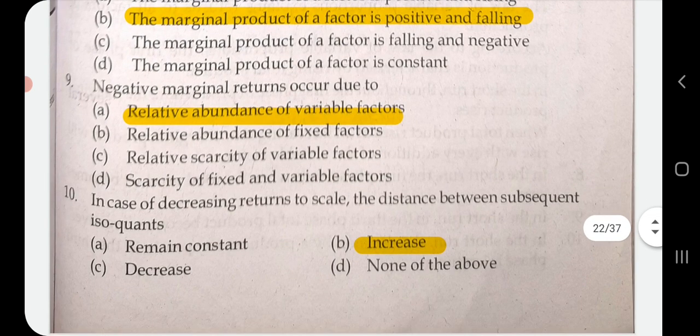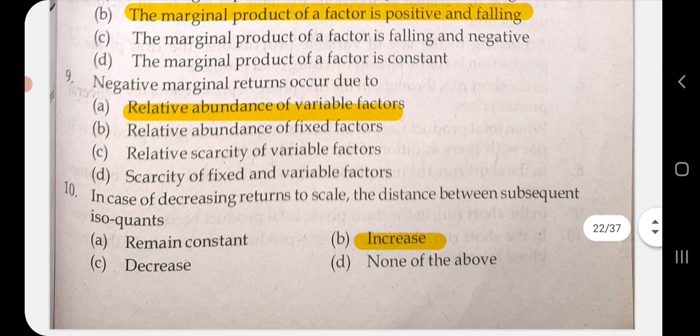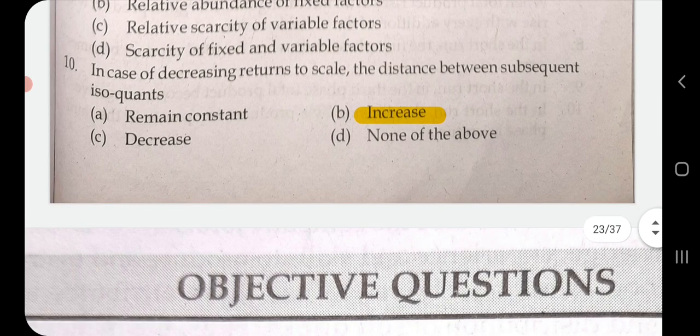Ninth question, negative marginal returns occur due to dash dash, and the answer is relative abundance of variable factors. 10th question, in case of decreasing returns to scale, the distance between subsequent isoquants dash dash increases. B is the correct answer.